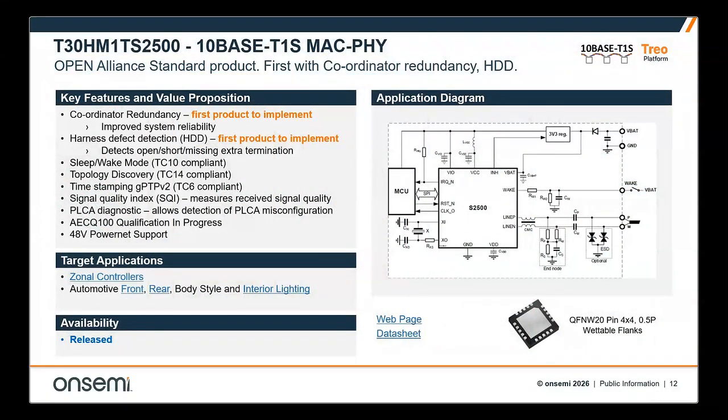Now, a little bit into the device. The T302500 is our Open Alliance standard MAC PHY and the most feature-rich 10BASE-T1S device on the market. It's the first product to implement both coordinator redundancy and harness defect detection, two capabilities critical for automotive reliability. Coordinator redundancy improves overall system reliability, while harness defect detection finds an open, a short, or any missing termination on the bus.